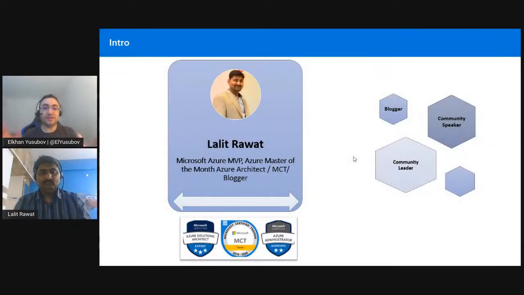Lalit is a Microsoft Azure MVP and he has a number of Azure certifications. Today, Lalit is going to talk about Azure security and governance. We are going to learn, at a high level, what it is, what services we have in Azure, and how it can help you in your day-to-day job. I'm going to bring up the slides, so it's all yours.